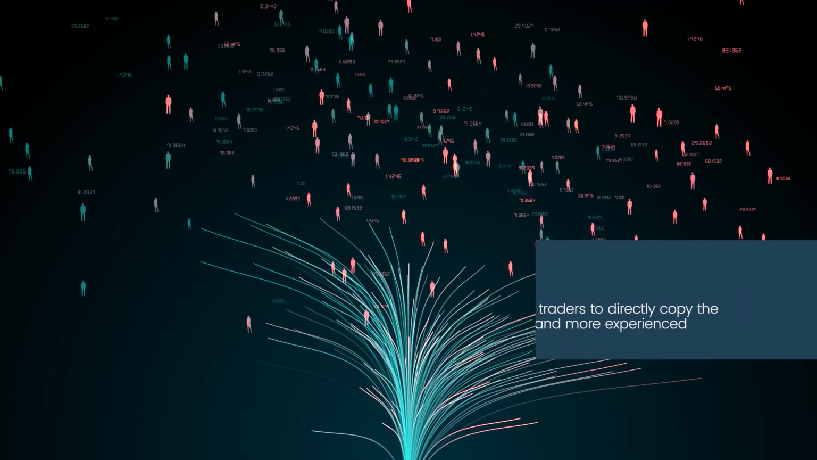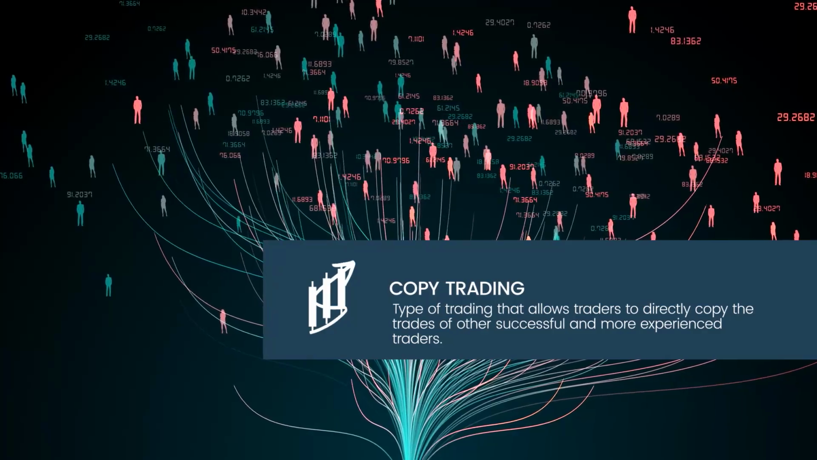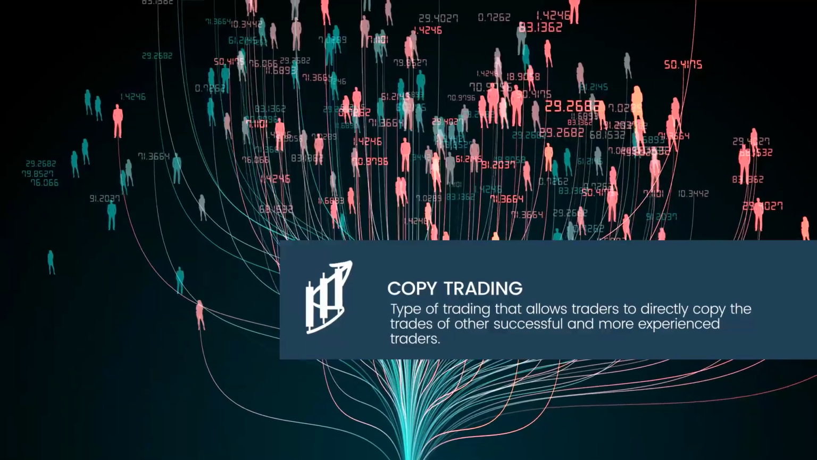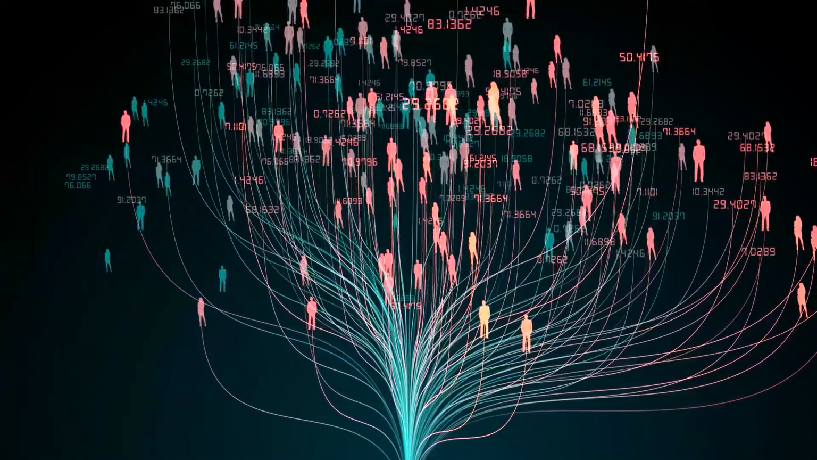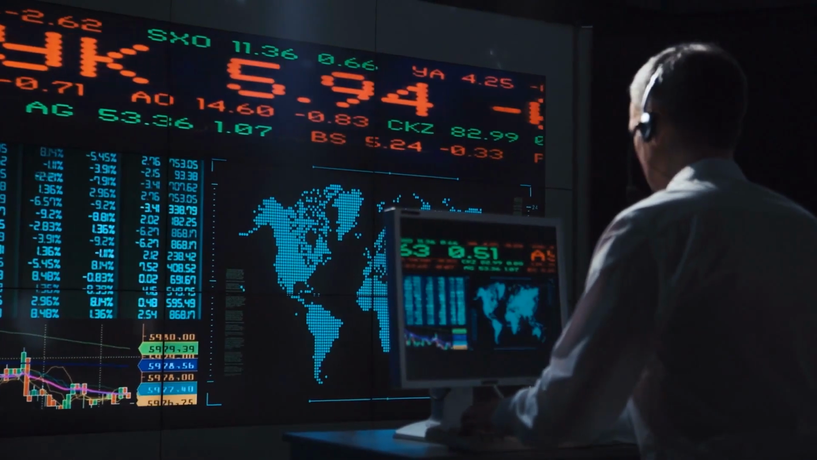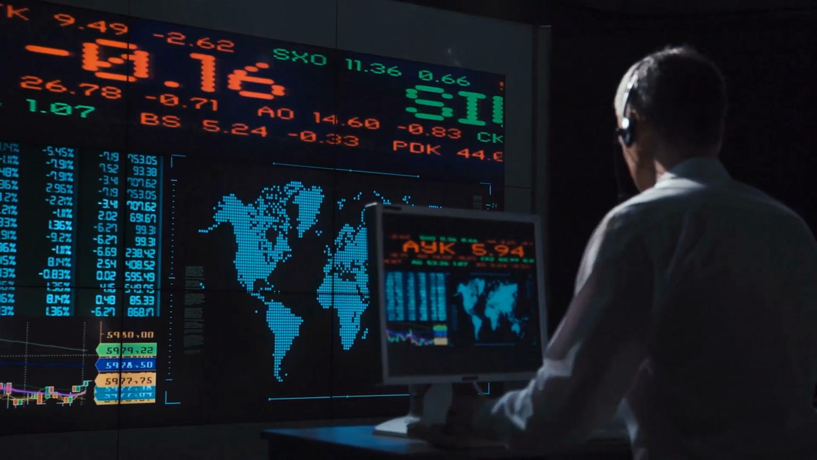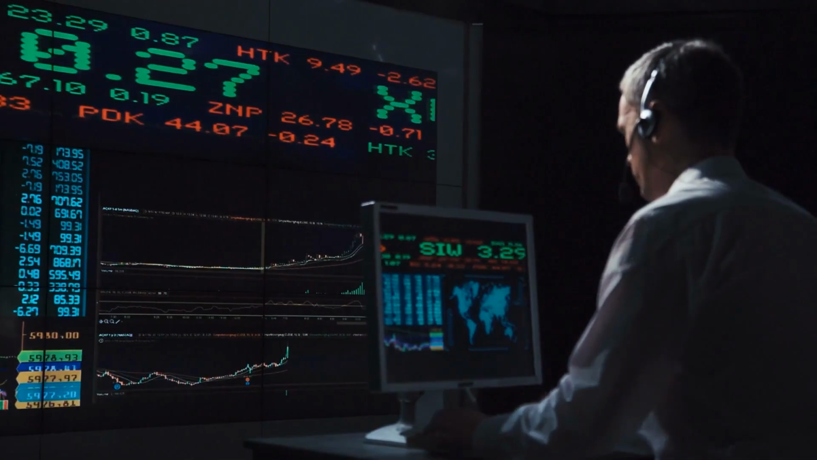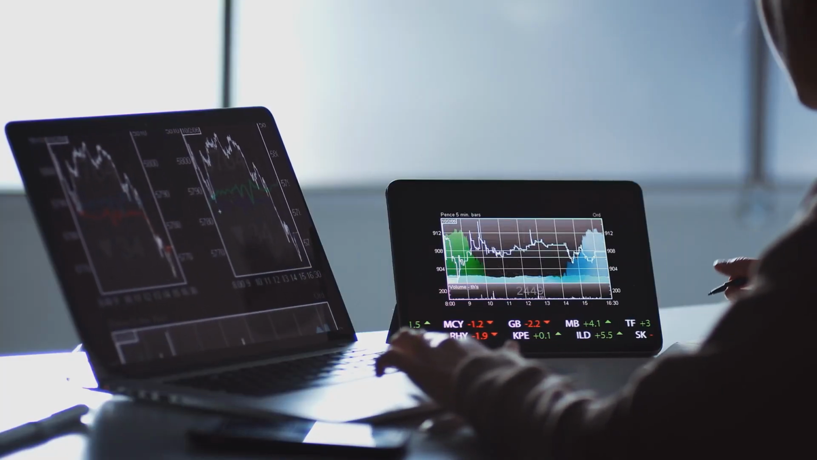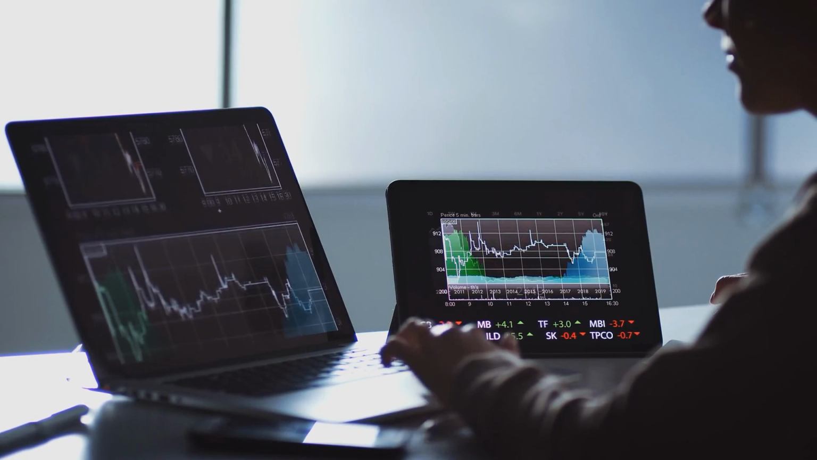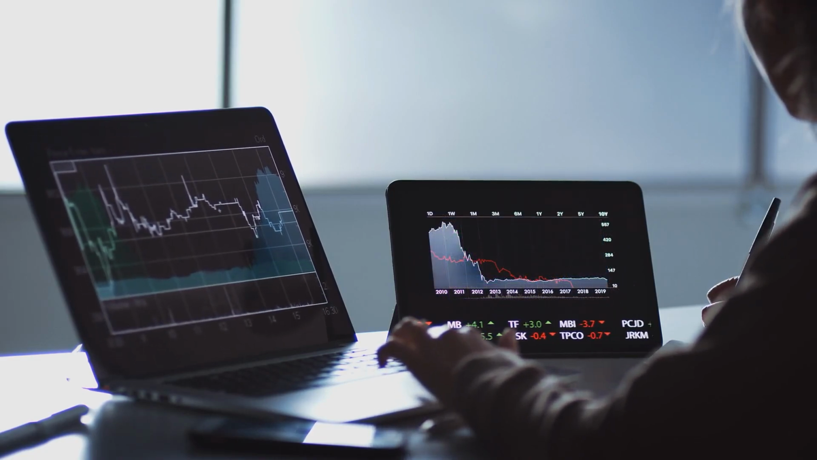Copy trading in Forex is a type of trading that allows traders to directly copy the trades of other successful and more experienced traders. The idea behind copy trading is to leverage the expertise of successful traders to make profit without having to engage in the actual trading process. The trader's account is linked to the account of the trader they are copying, and every time the latter makes a trade, the former's account automatically executes the same trade.